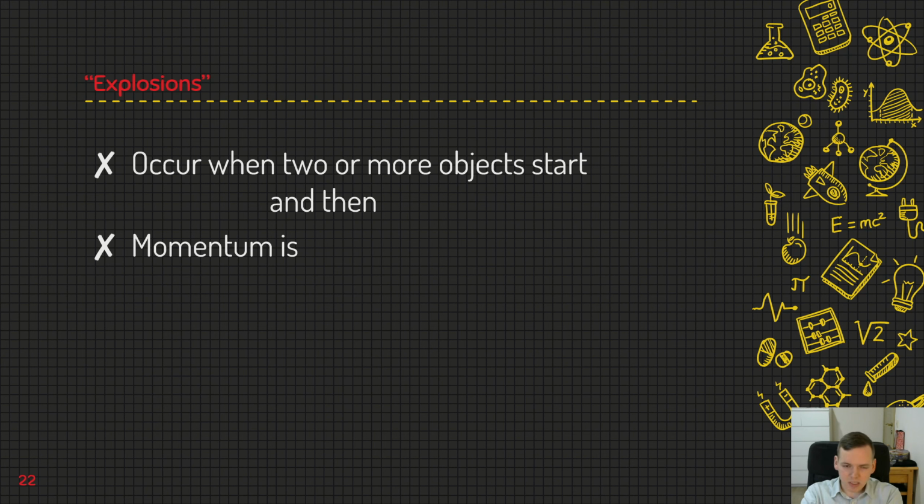Second, I mentioned this in a previous video, but we've got explosions. This is when 2 or more objects start stuck together and then separate. And momentum is conserved.